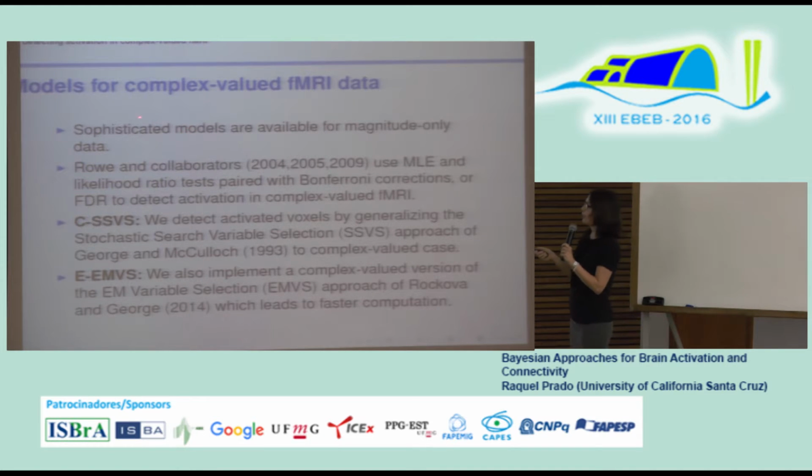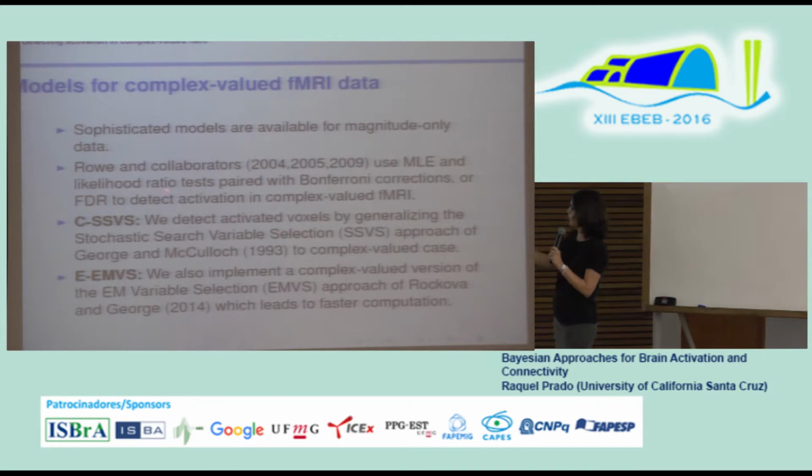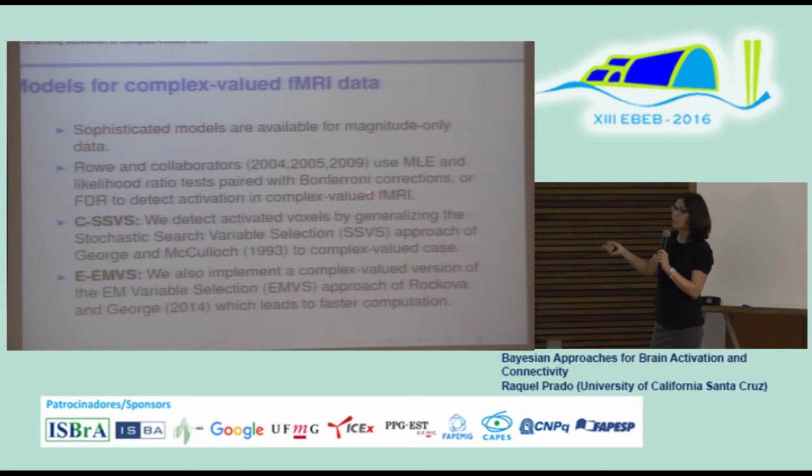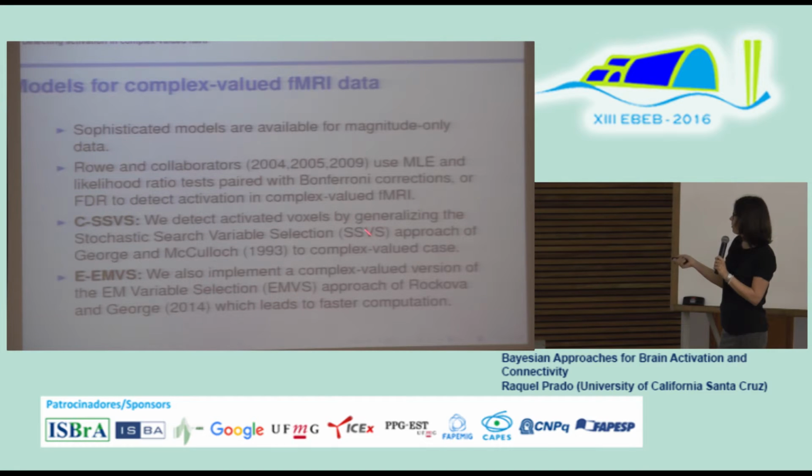As I said before, if you look at the literature, you have very sophisticated spatiotemporal models that are available only for magnitude data. And these models that were developed by Dan and his collaborators are models that use maximum likelihood estimators and all kinds of things, including likelihood ratio tests. What they do in practice is they correct for multiple testing using either Bonferroni or FDR. And what we are trying to do here is we looked at some of the variable selection methods and just essentially use them in the complex value domain.